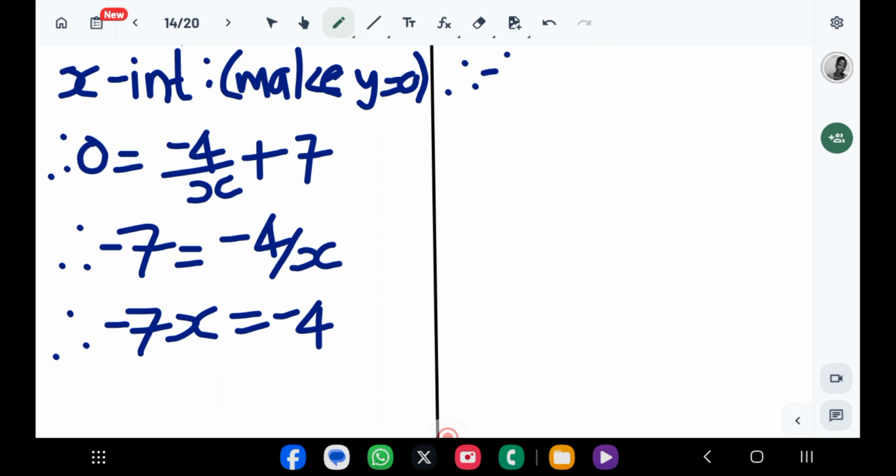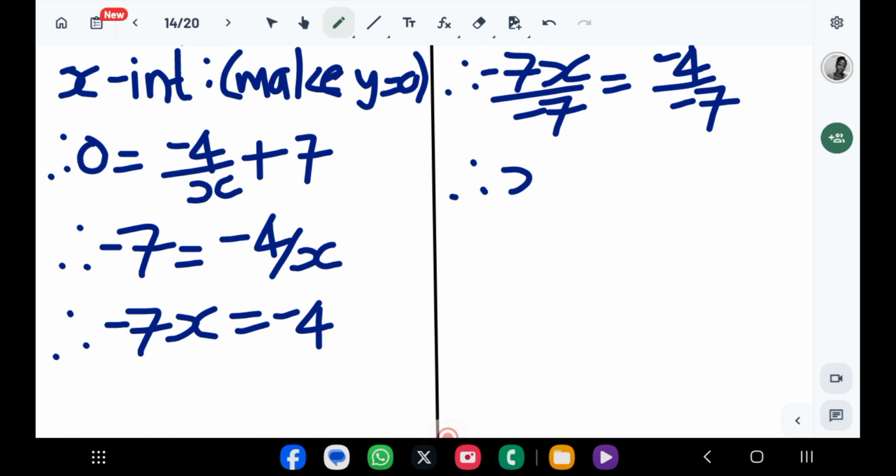Therefore, -7x over -7 is equals to -4 over -7. The left hand side is x equals to 4 over 7, which is a small fraction. That's the x-intercept. Now let's draw the graph.